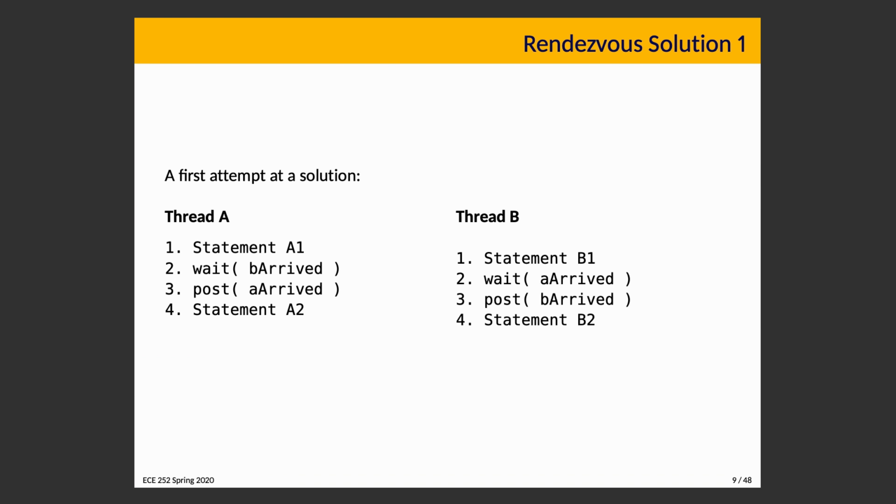So here's our solution. Solution 1. Thread A waits for B to arrive after it's completed statement A1, posts A arrived, and then we have statement A2. And thread B, statement B1 is followed by wait for A to arrive, then post on B arrived, and then we have statement B2. Again, I remind you that both A arrived and B arrived are initialized to 0. So does this work?